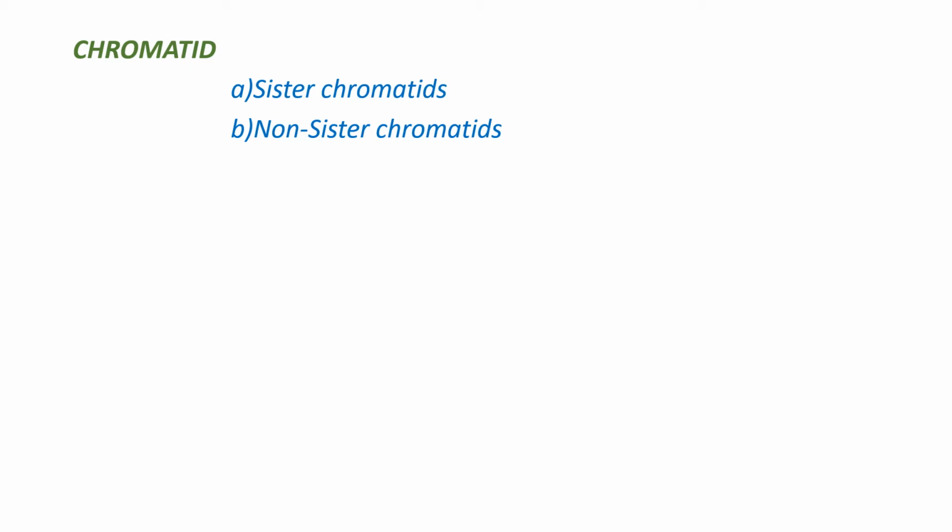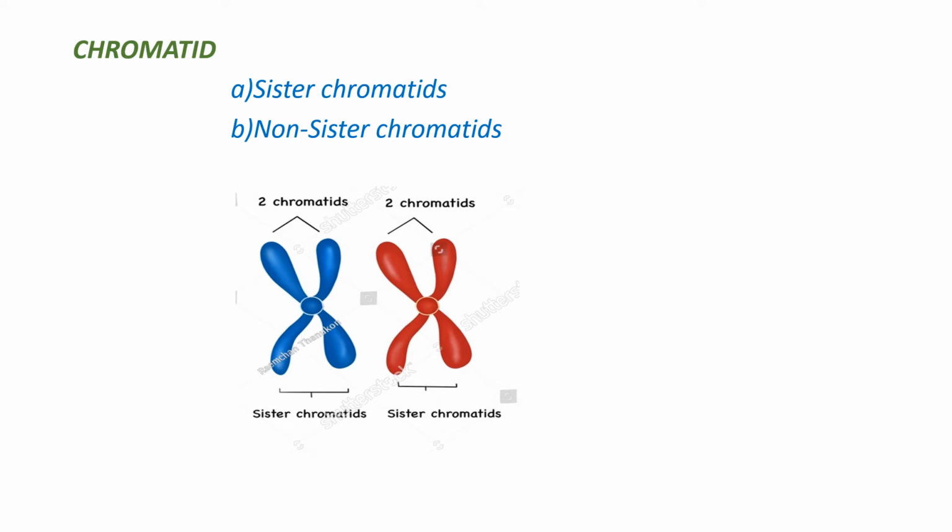I will explain by showing a picture. These two chromosomes are called as homologous chromosomes. Here, the chromatids from the blue one are called as sister chromatids, and the chromatids from red ones are called as sister chromatids. Now, if you consider one chromatid from blue one and one chromatid from red one, these two are non-sister chromatids. This is all about the terminology.